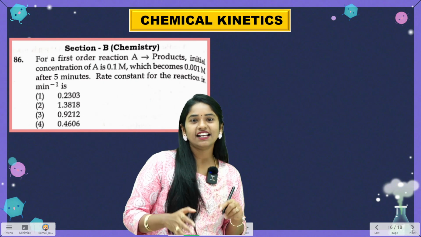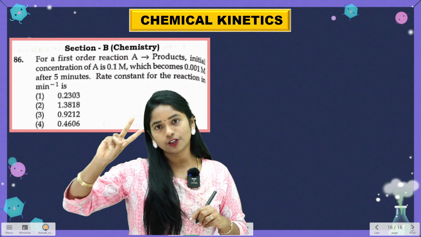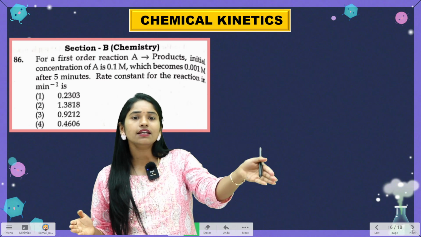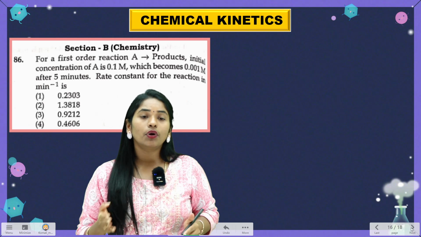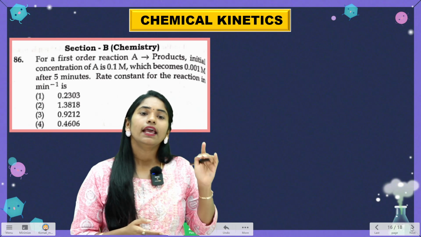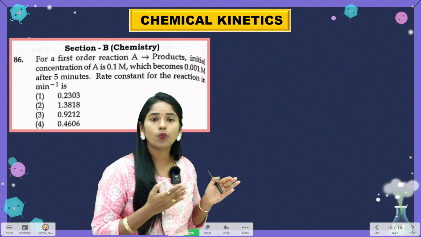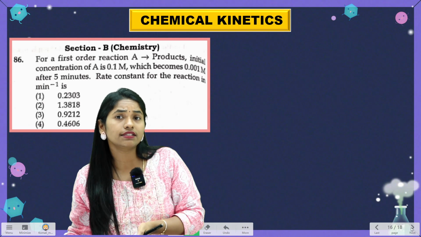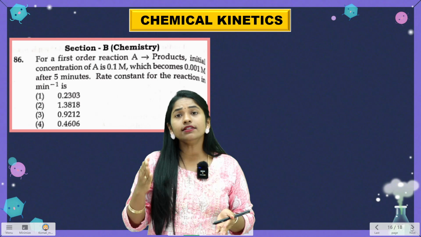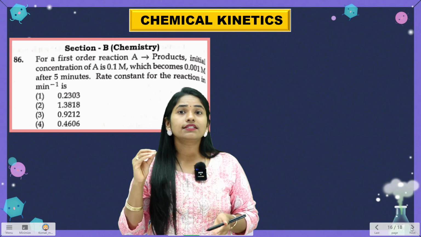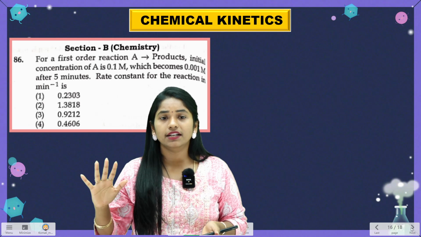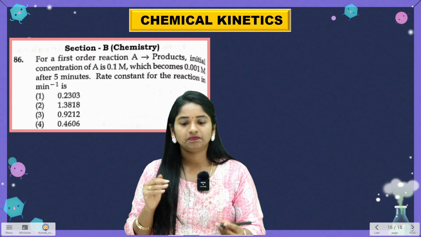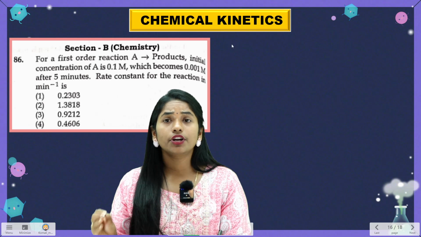Now let's see from chemical kinetics what those two questions are. For a first order reaction, A is converting into products. What is the initial concentration? A concentration is 0.1 molar. What is the final concentration? It is converting to 0.001. What is the time given? 5 minutes. What do you have to calculate? The rate constant K.